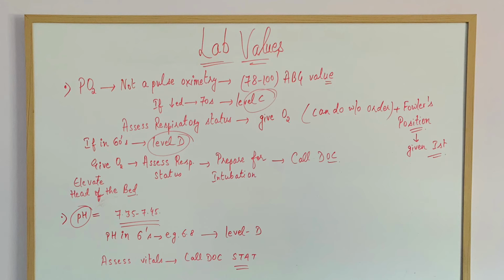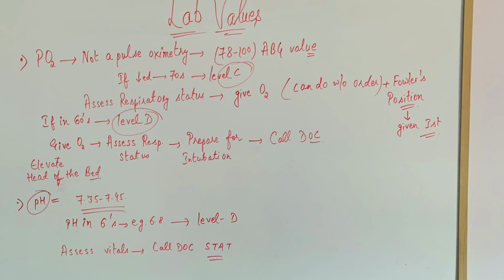After that comes the pH level. The normal pH level of the blood is 7.35 to 7.45. If the pH level is below 7.35, it means the patient is going into acidosis, and if the value goes beyond 7.45, it means the patient is going into alkalosis. And acidosis and alkalosis both can be either metabolic or respiratory. We will discuss metabolic alkalosis and respiratory alkalosis and acidosis in detail in the next video.